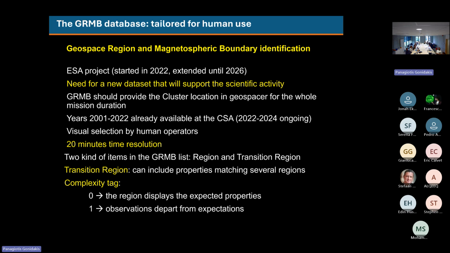One specificity of this database is also the definition of a transition region. A transition region is not really a boundary or a boundary layer. It's somewhere in between two regions. I will also come back to that later. Something that we understood we had to add later, during the process, is a complexity tag. 0 means the region is exactly as you expect it to be, and 1 means you understand you are in a given region, but its properties are a bit different from what you expect.